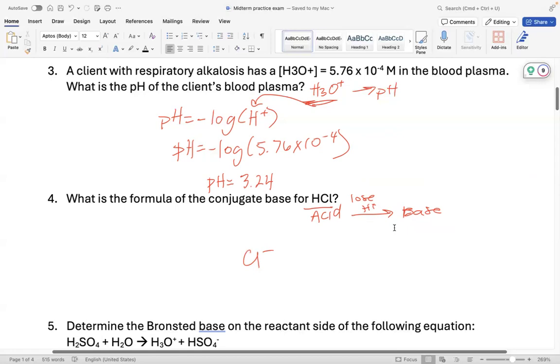Wait, why is it negative? So right at this stage, when it's HCl, it's neutral, it has no charge. It lost a hydrogen. Hydrogen always has a plus charge. So when a species loses a plus charge, it becomes negative. Okay.